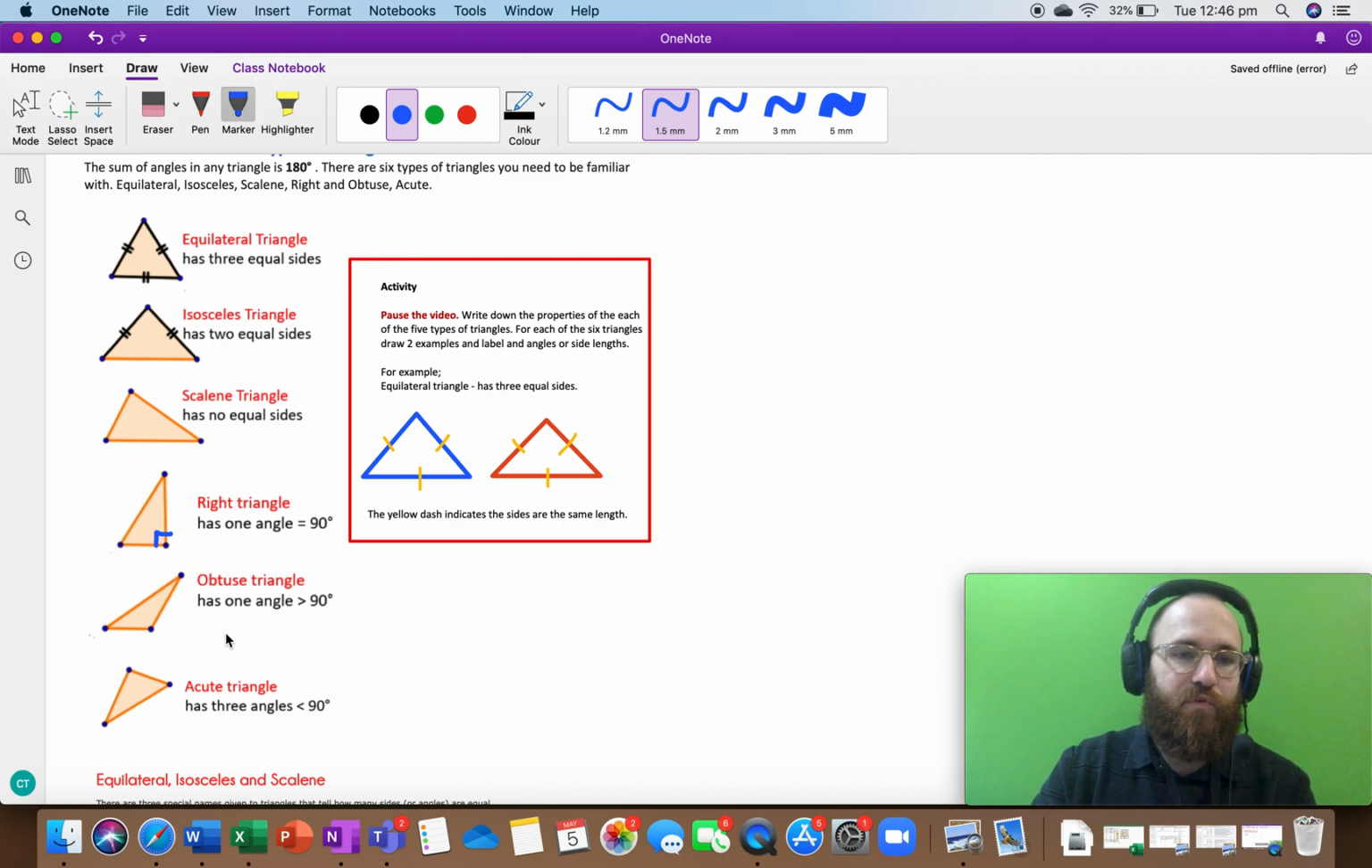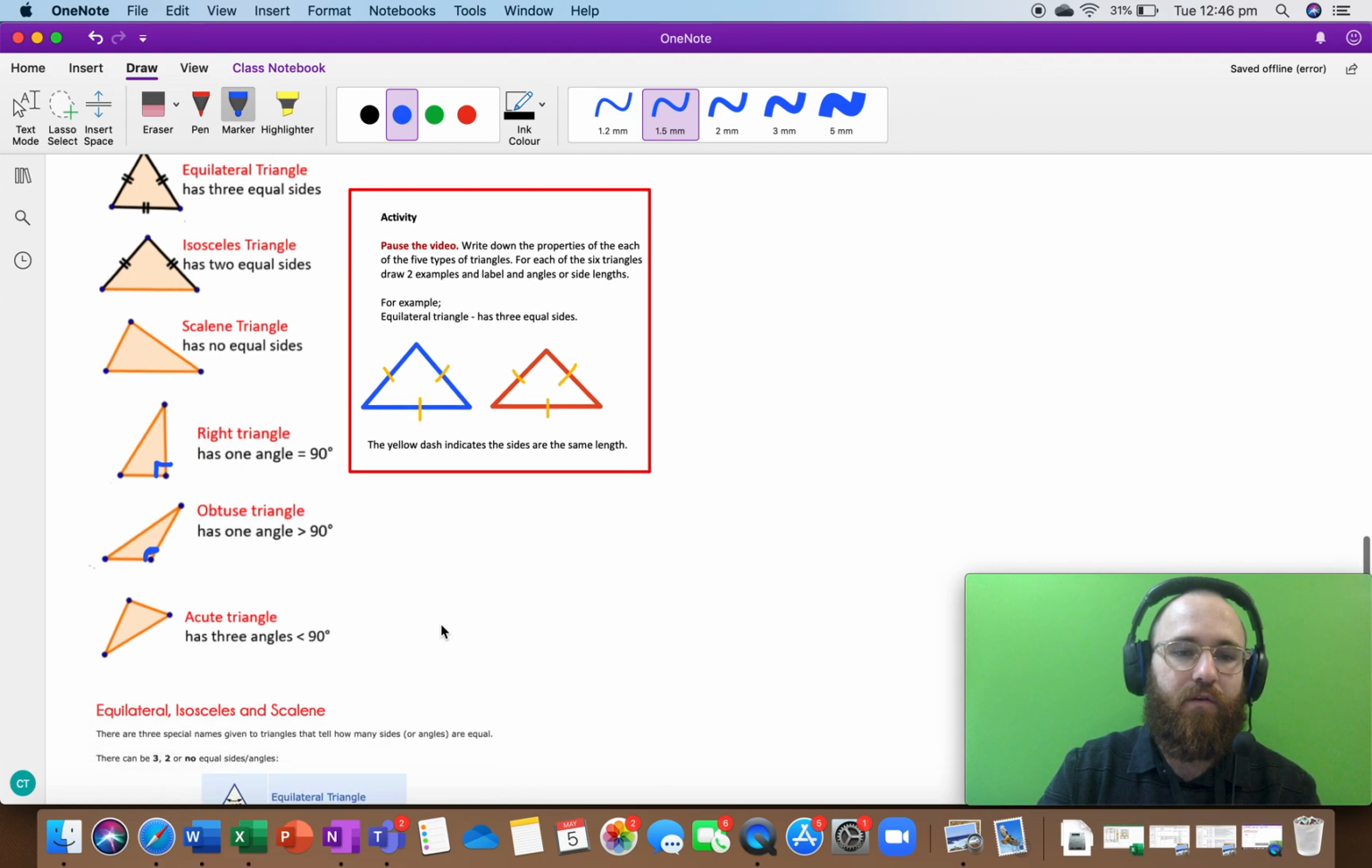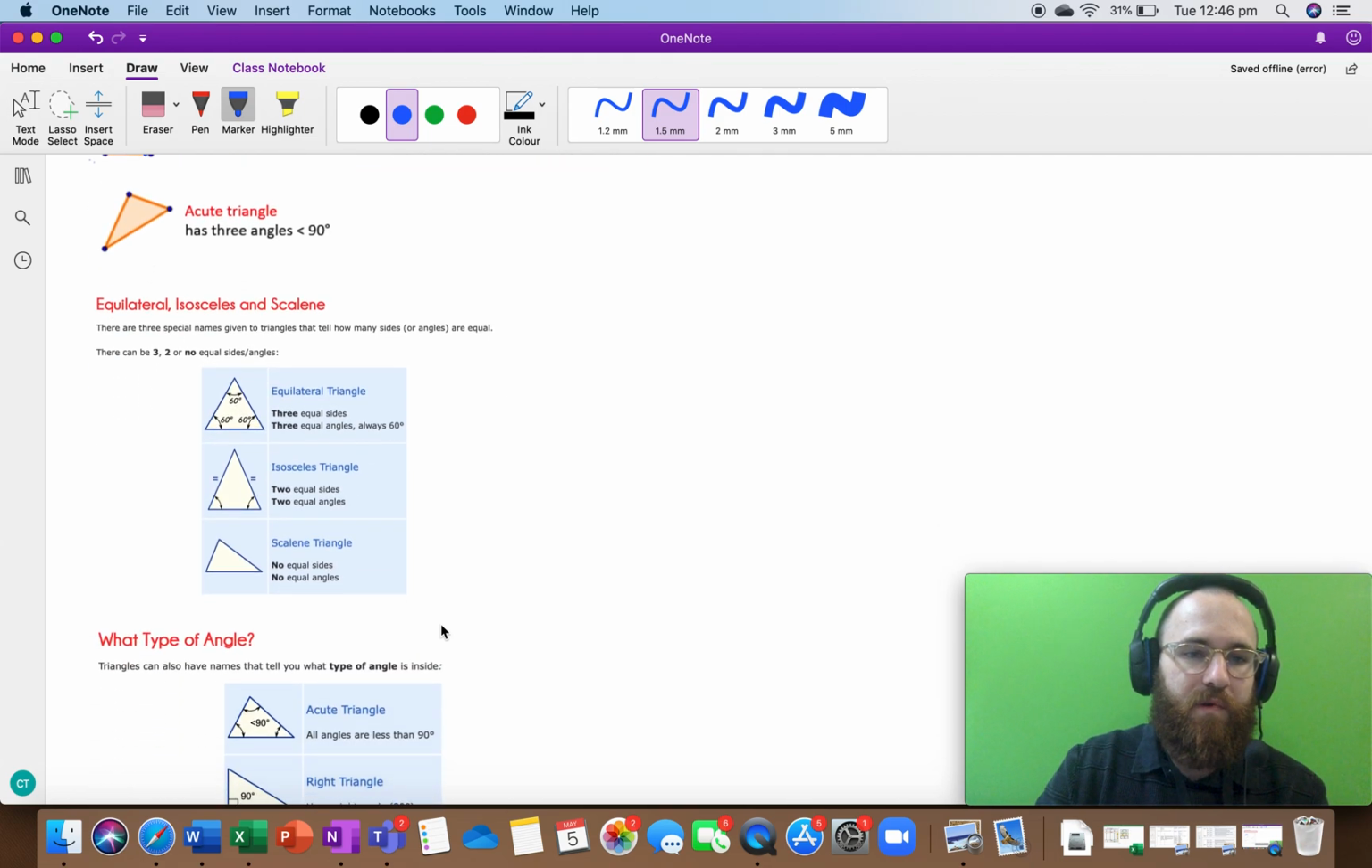Then we have the obtuse triangle. So it has one angle more than or greater than 90 degrees. So this angle here is more than 90 degrees, making that an obtuse triangle. Then our last one is the acute triangle, which all angles, all 3, 1, 2, and 3, are all less than 90 degrees. So there's an activity here, but I don't want you to do that yet. I'm just going to scroll down and go over those in a bit more detail.